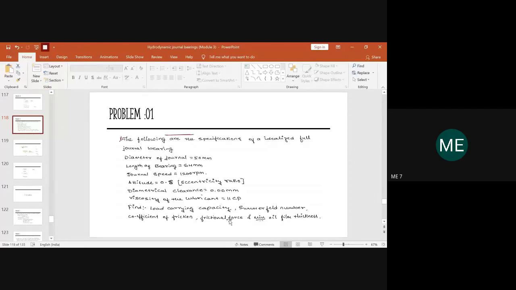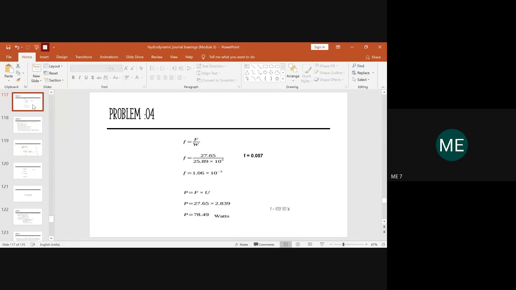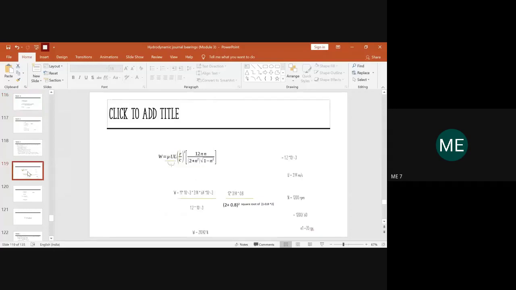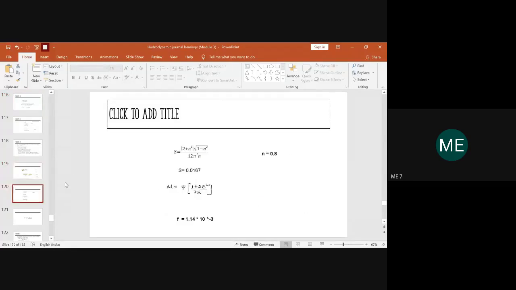Next, we need to determine the frictional force. You know the equation we were using to determine the frictional force. Here we used the value of R, which is the radial clearance. But now in the question, the radial clearance is not given. It is the diametrical clearance that is given, and hence we cannot go with this equation. So we need to make a small alteration to the frictional force equation.